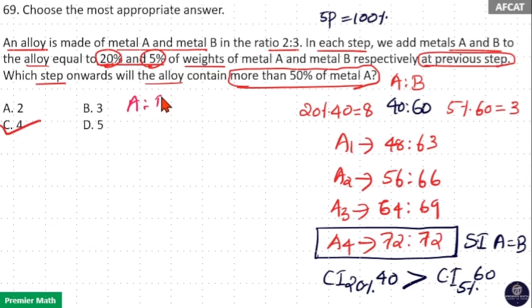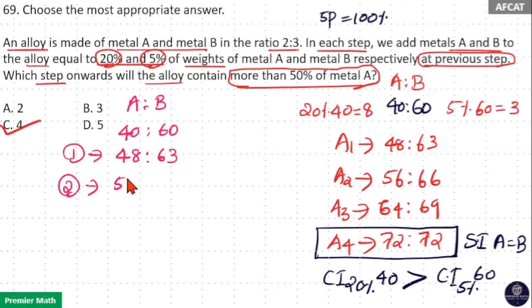If you want to calculate it using compound interest, A is 40% and B is 60%. Then in the first step, 20% of 40 is added. That is 40 plus 8, 48. Again, 5% of 60 is 3. So 60 plus 3, 63. In the second step, again, 20% of 48 is added to 48. So that will become 48 plus 9.6, 57.6. Again, 10% of 63 is 6.3, 5% is 3.15. So this will become 66.15.